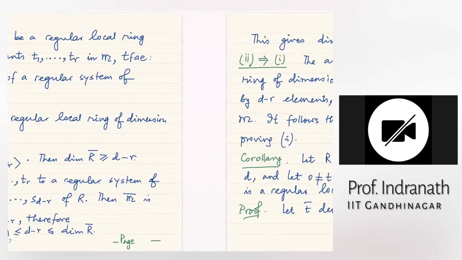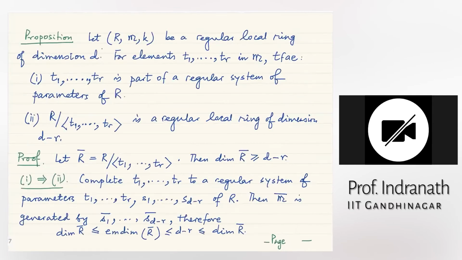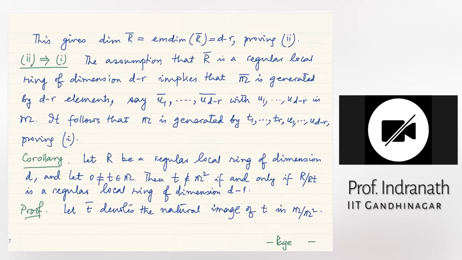Okay, and for 2 implies 1. If you assume the regular local ring condition on R bar, then you want to show that this is part of a regular system of parameters. So this is how you go about it. The assumption that R bar is a regular local ring of dimension D minus r implies that M bar is generated by D minus r elements, right? That is the definition. Therefore, if we take these elements u1, u2, ..., u_{D-r} bar in M bar, then it follows that M is generated by this.